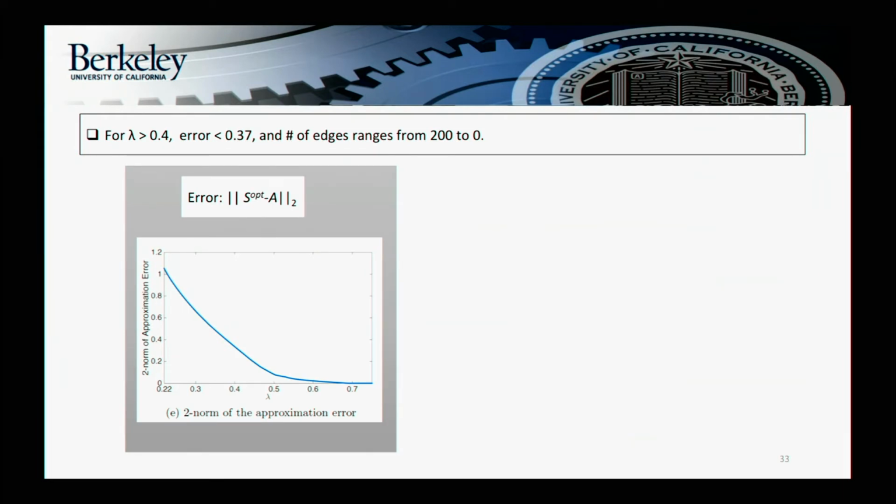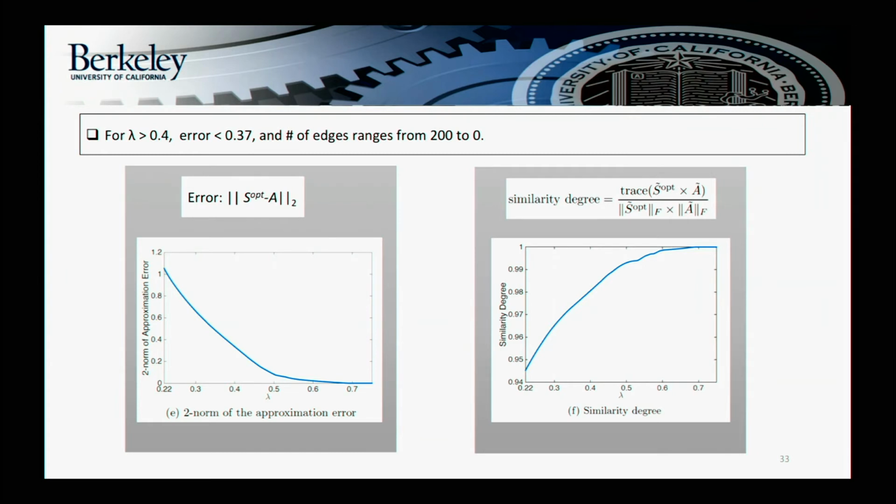So this graph shows that as we increase lambda, the regularization parameter, meaning that we are making our graph sparser, the error between the optimal solution of graphical lasso after solving the optimization problem and the A matrix here, which is the closed form solution that we derived, goes to 0. So you can see that the approximate solution and the exact solution converge and become very close to each other. Similarly, the similarity degree between these two matrices increases as the regularization parameter increases.